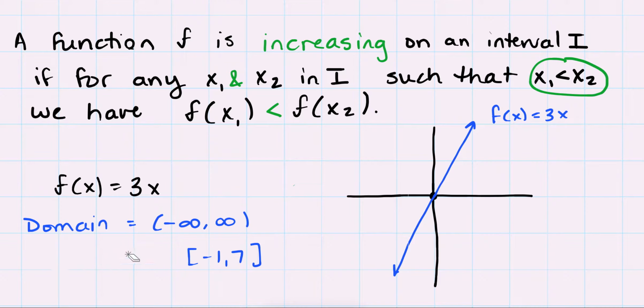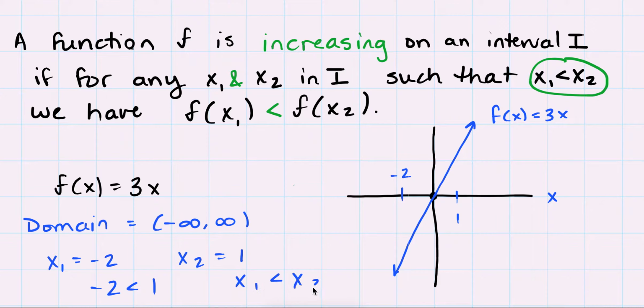So I'm going to go with this interval here. Just looking at my x-axis, let's say I go with negative 2 and, let's say, 1. So let x1 be negative 2 and x2 be 1. Well, obviously x1, which is negative 2, is less than 1. So x1 is less than x2. So I have this property here. I chose two numbers, x1 and x2, that are in my interval negative infinity to infinity.